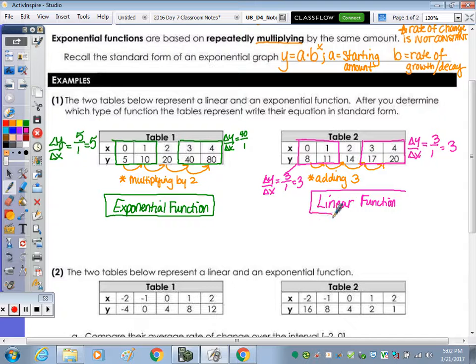Now to write the equations. Let's start with the linear, as that's the one we just finished. So y equals mx plus b. We just calculated a slope, so we know our slope is 3. And then our b value, right here is the point 0, 8. The y-intercept always has an x value of 0, as that's the point where the graph crosses the y-axis. So our b value is 8. Putting it together, y equals mx plus b would be y equals 3x plus 8.